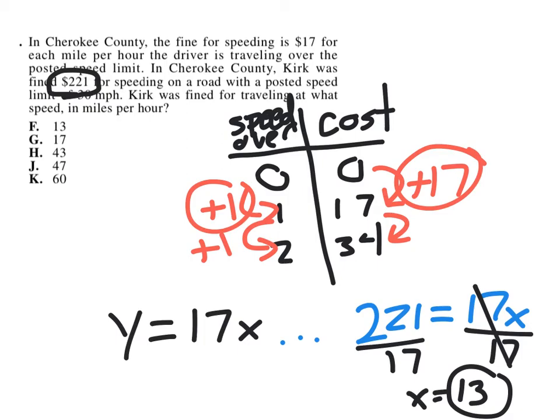So it tells me the posted speed limit was 30, and I was going 13 miles per hour over that, which means what speed was Kirk traveling at? He was traveling at 30 plus 13, or 43 miles per hour. So my correct answer there should be H.